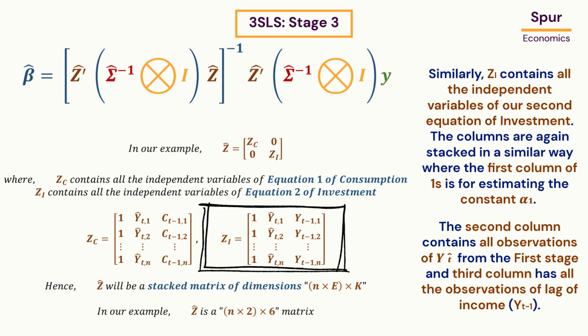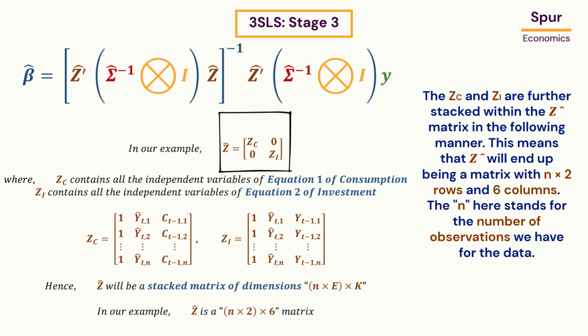Similarly, Zi contains all the independent variables of our second equation of investment. The columns are again stacked in a similar way where the first column of ones is for estimating the constant alpha 1. The second column contains all observations of YT cap from the first stage and third column has all the observations of lag of income.